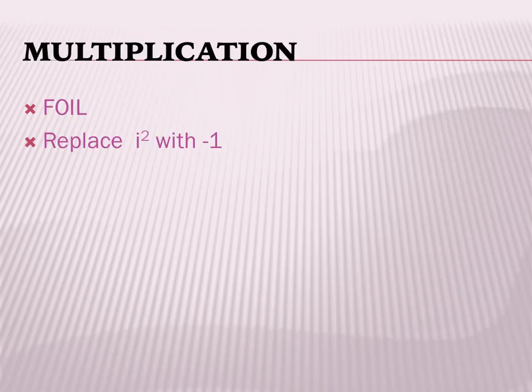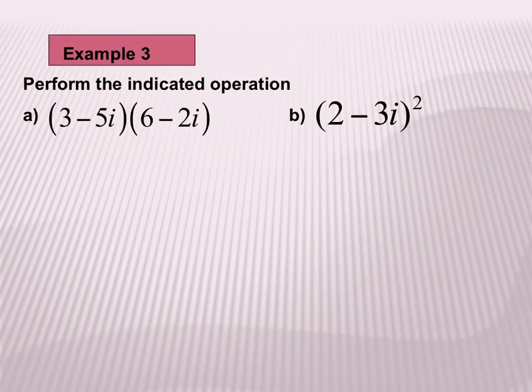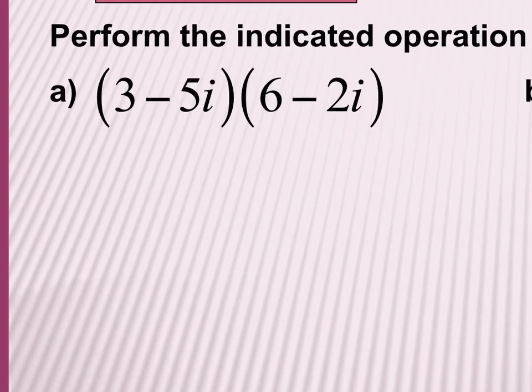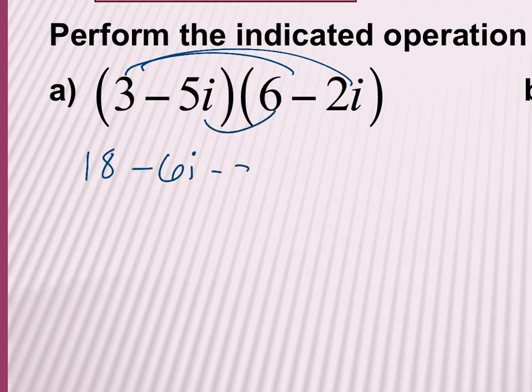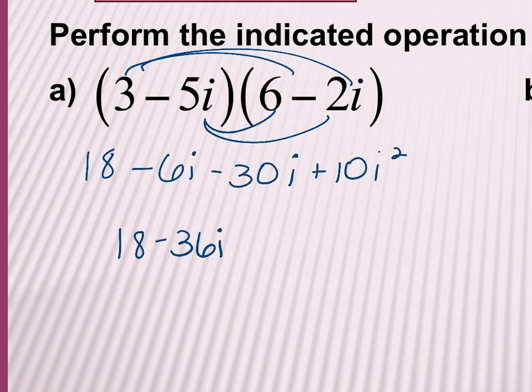Okay, multiplication. Again, if it's two binomials, you'll FOIL it out, but this time you can't leave it squared like you normally would with x. You would have to replace your i squared with negative 1. All right, so those look like this. So A, 3 times 6 is 18, 3 times negative 2, negative 6i, negative 30i, and positive 10i squared. So I'm going to combine my like terms. I'm going to change that i squared into negative 1, which means this is negative 10, 8 minus 36i.